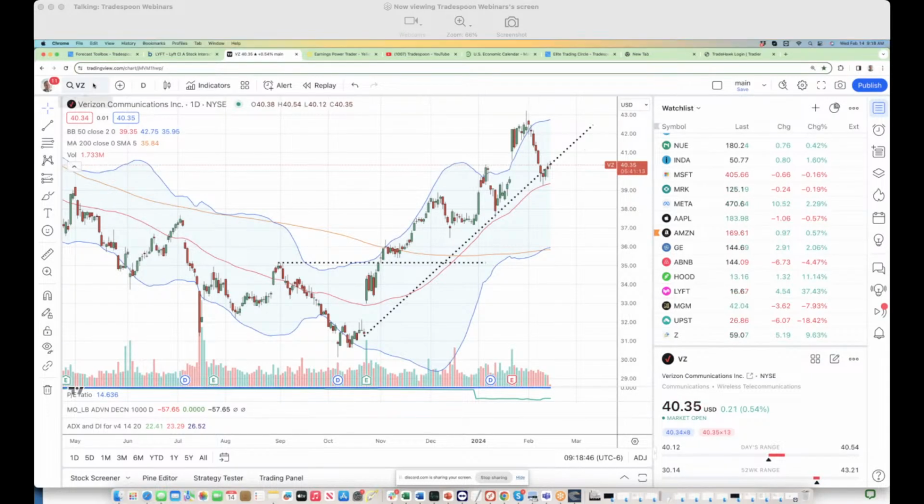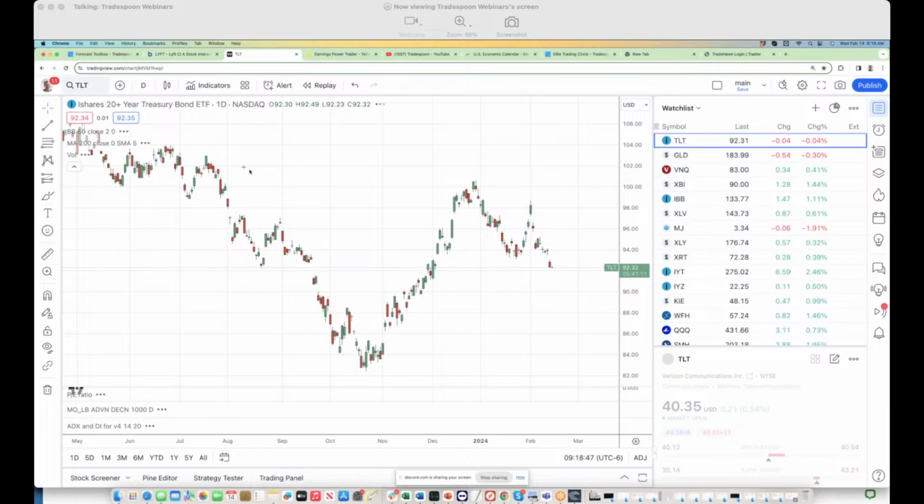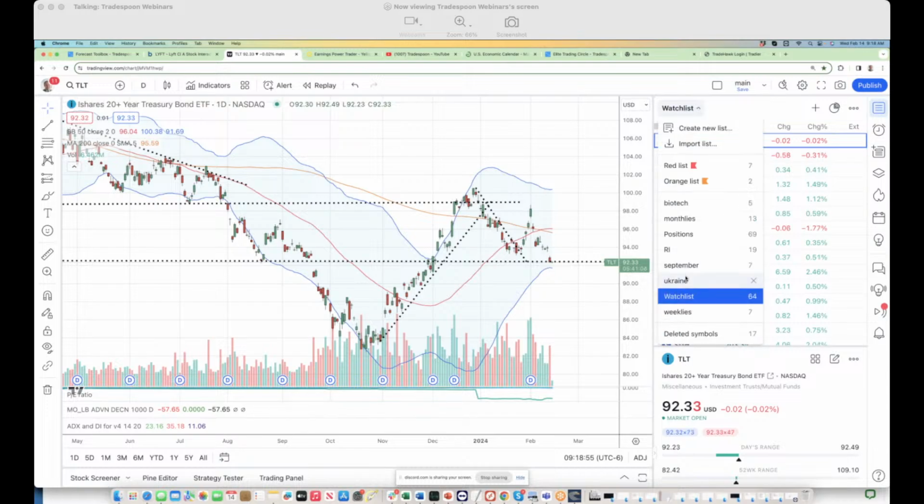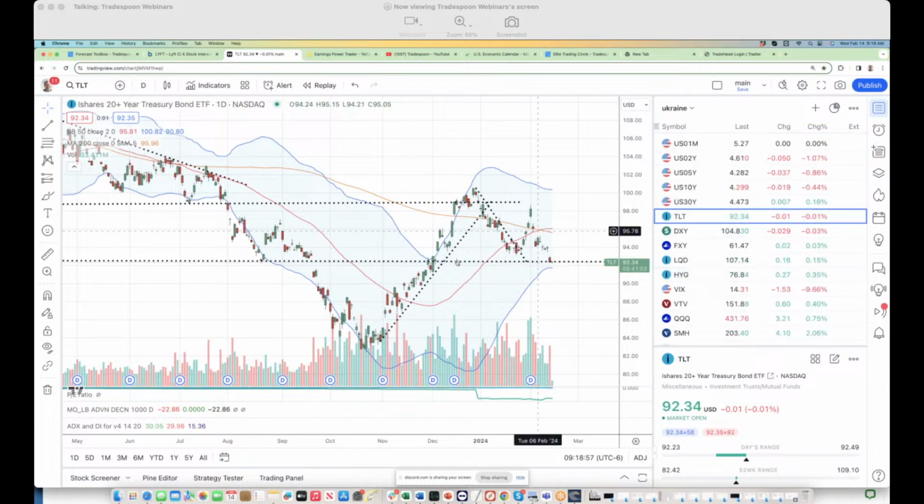So, I didn't close my TLT position. I still have it. It's sitting at this level, right? So it is overbought. It's sitting at the long-term support. But I'm pretty bearish on the market, and inflation is harder than expected, right?